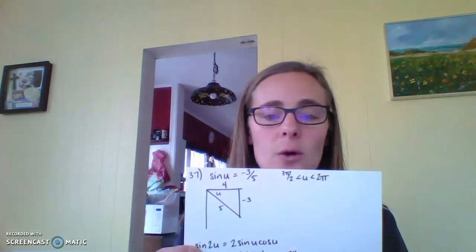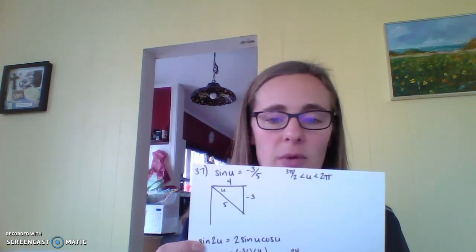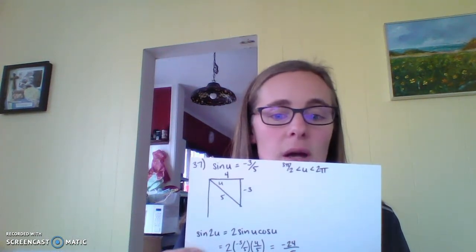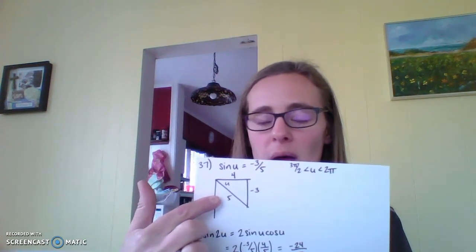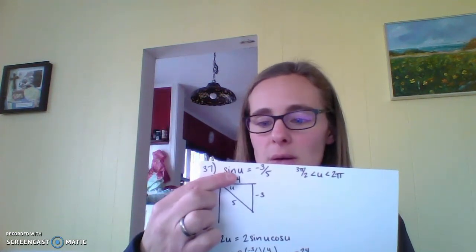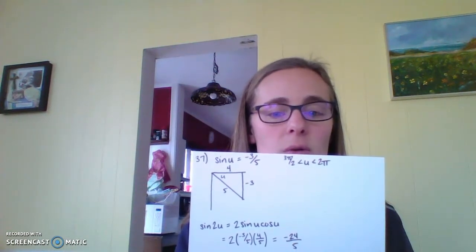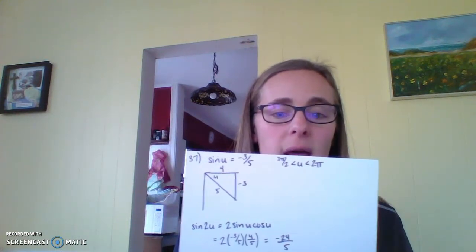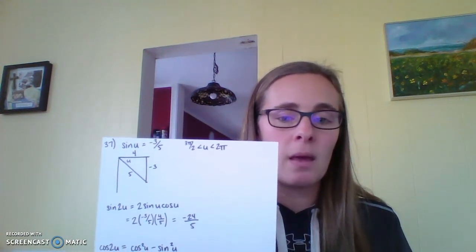So we're going to start with sine of 2u, using the double angle formulas. Sine of 2u is the same thing as 2 sine u cosine u, and we just plug and chug. So 2 times the sine of u, opposite over hypotenuse, times cosine of u, adjacent over hypotenuse. So 2 times -3 over 5 times 4 over 5 is equal to -24 over 25, and there we've got our exact value for sine of 2u.